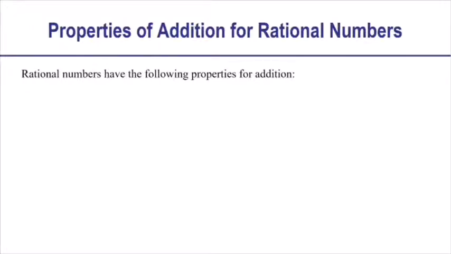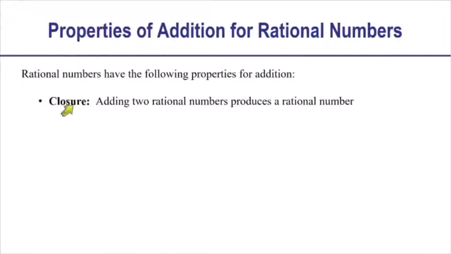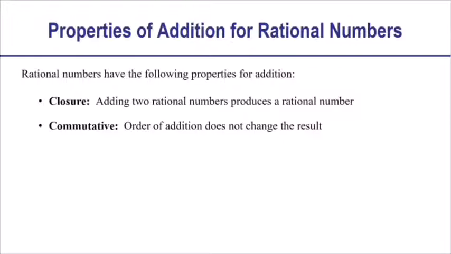Now let's talk about properties of addition for rational numbers. Rational numbers have the following properties of addition. First of all, they have closure. Adding two rational numbers produces a rational number. You can never add two rational numbers and get an irrational number. So the rational numbers have closure under addition.